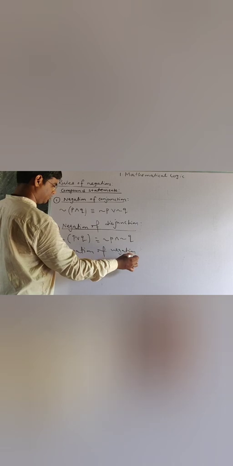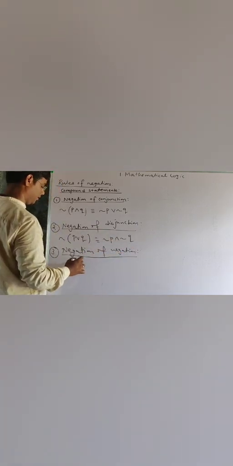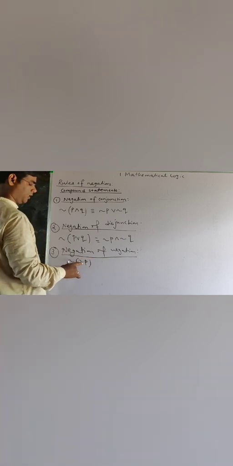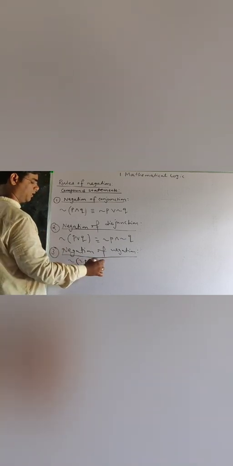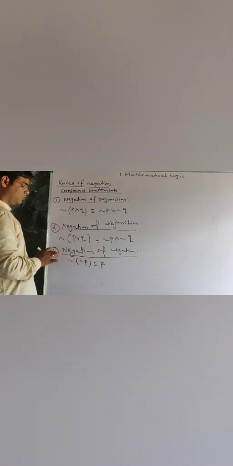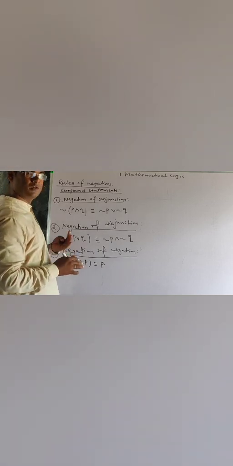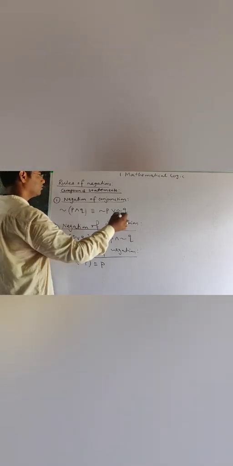Negation of negation. This is also known as what? Involution law. So here if we have a negation and we have to write the negation of that negation, then simply we will write P only. So the third rule, negation of negation, is also known as the involution law.